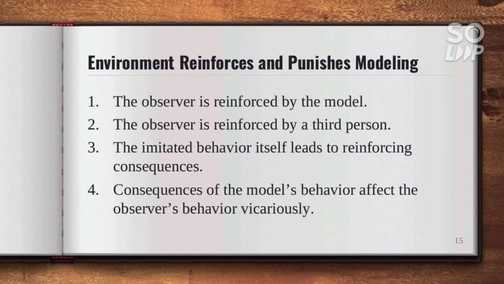And the fourth one, consequences of the model's behavior affect the observer's behavior vicariously. This is known as vicarious reinforcement. This is where the model is reinforced for a response, and then the observer shows an increase in that same response. Bandura illustrated this by having students watch a film of a model hitting an inflated clown doll. One group of children saw the model being praised for such action. Without being reinforced themselves, the group of children began to also hit the doll.